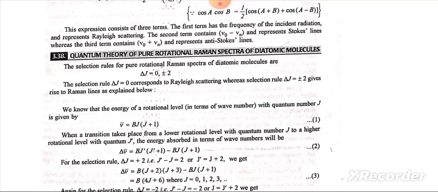Quantum theory of pure rotational Raman spectra of diatomic molecules. The selection rules for pure rotational Raman spectra of a diatomic molecule are delta J is equal to 0, plus minus 2. The selection rule delta J is equal to 0 corresponds to Rayleigh scattering, whereas the selection rule delta J is equal to plus minus 2 gives rise to Raman lines as explained below.